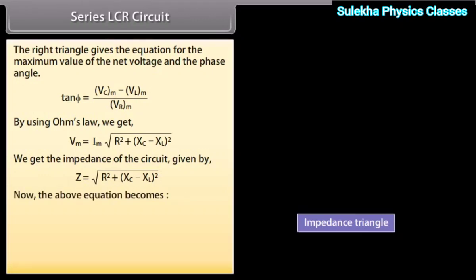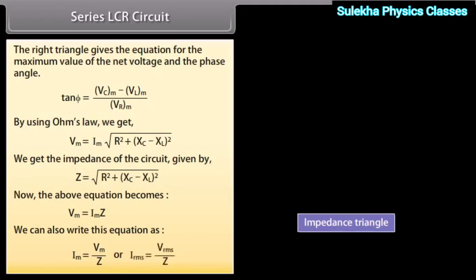Now, the above equation becomes Vm is equal to product of Im and Z. We can also write this equation as Im is equal to Vm upon Z, or IRMS is equal to Vrms upon Z.